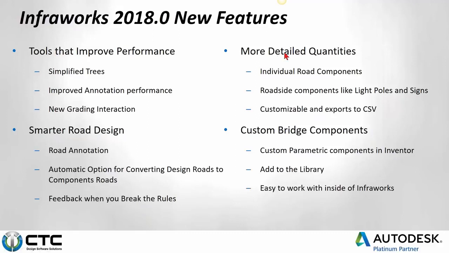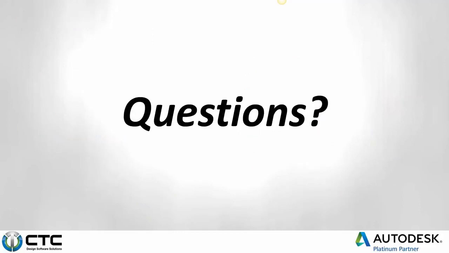More detailed quantities. I get individual road components out of my quantities. We saw Jersey walls, we saw curb and gutter, we saw bridge components, and then export it out to a CSV, and then the ability to create parametric components for like bridge piers, bridge columns, add it to your library, and it's easy to work inside of Infraworks to make edits to that. So with that, I'll open it up to questions.